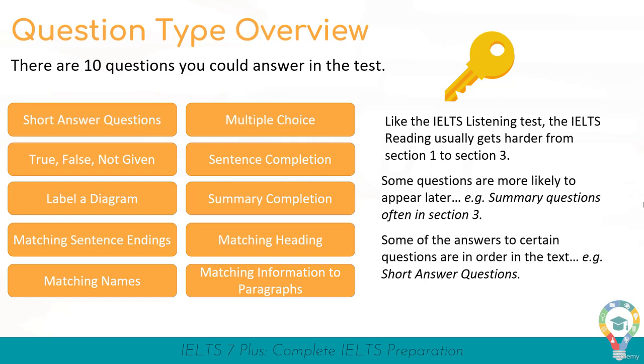Some of the answers to certain questions are also in order in the text. Now let me explain that a little bit further. In the example of a short answer question, you will find that the answers are ordered in the text. So that means that the answer to question 1 will be at the very beginning of the text, and the answer to question 2 must come after that in the text, possibly in the middle. And the answer to question 3, for example, therefore must come at the end. That means that when answering some questions, it will give you a little bit more help in terms of where to look for the answers.